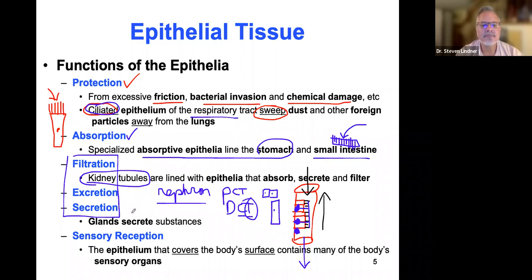Okay. They're used for filtration, excretion, and secretion, right? What are they secreting? Glands secrete substances, just like this goblet cell secreted something, okay?